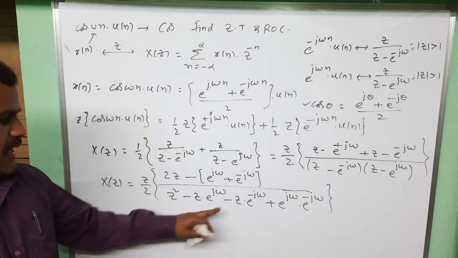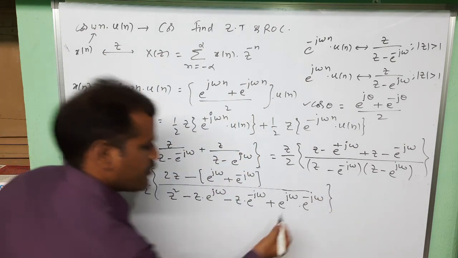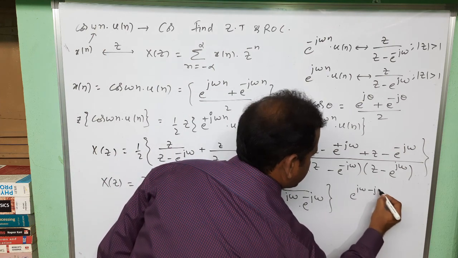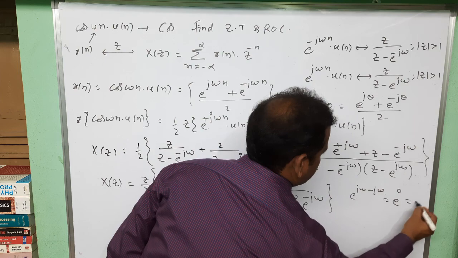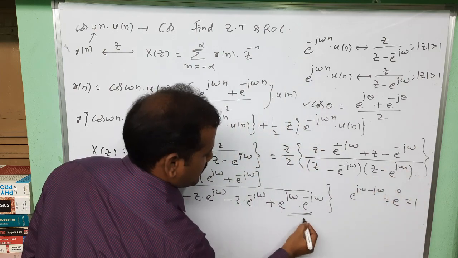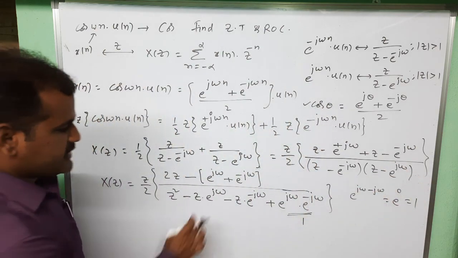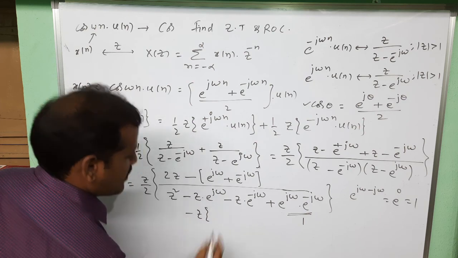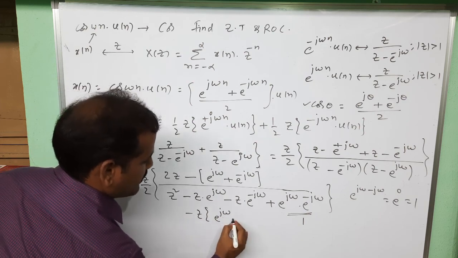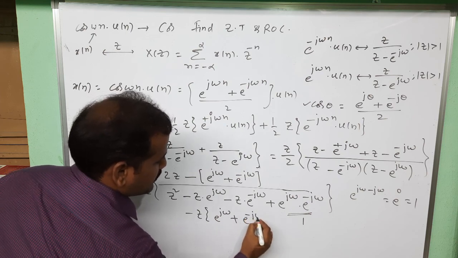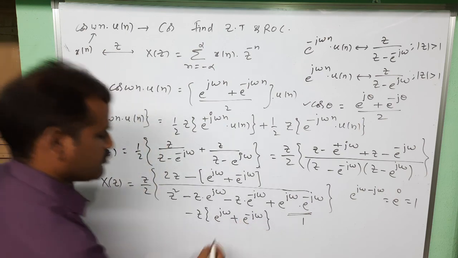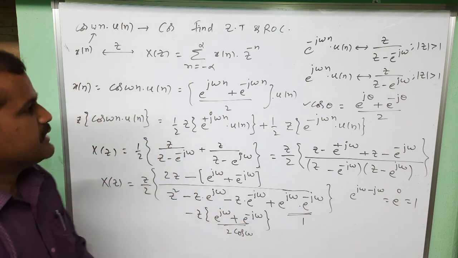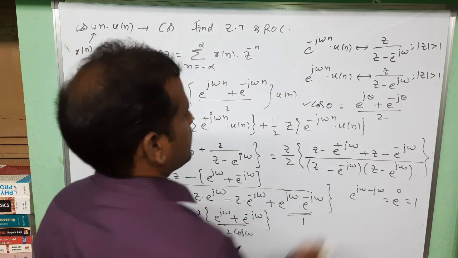Fine. Let us simplify these two terms. If you consider this term, e to the power of j omega minus j omega, that is e to the power of 0, which is 1. So this term value is 1. And next this term, if we take minus z common, we can write it as e to the power of j omega plus e to the power of minus j omega. So this is nothing but 2 cos omega. Let us write that one here.